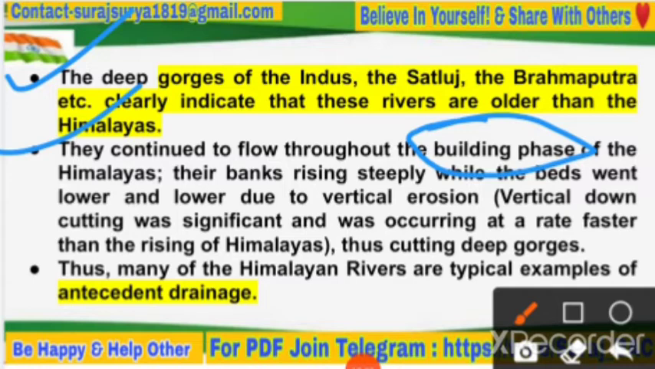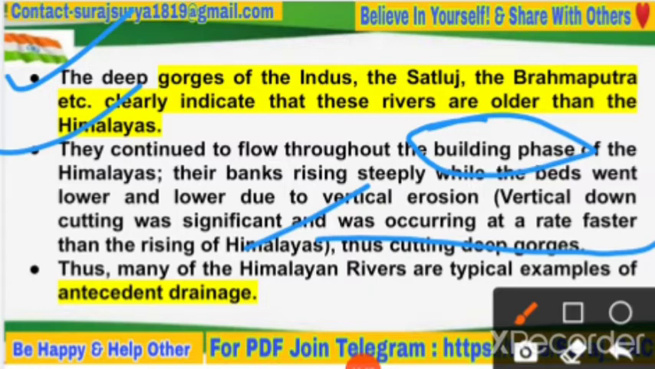At that time, vertical down cutting was significant and occurring at a rate faster than the rising of the Himalayas, thus cutting deep gorges. Vertical down cutting means the land was cutting downward into the strata, and it was cutting significantly at high speed, faster than the rising of the Himalayas. The Himalayas were rising slowly due to the formation of beds inside the earth, and the erosion that happened at that time was faster in comparison to the rising of the Himalayas.